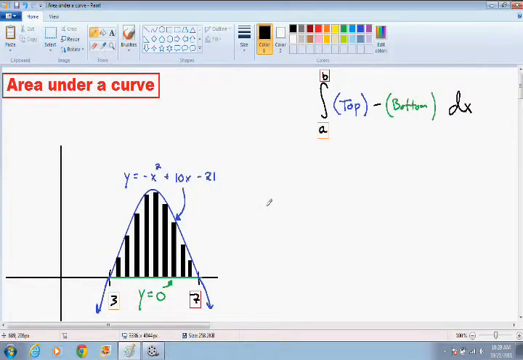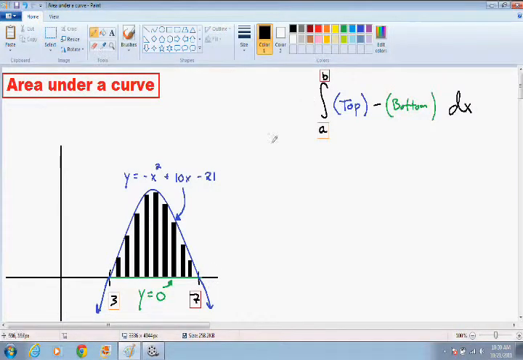So that brings us to this formula in the top right hand part of the screen. The area in between two curves is equal to the integral from a to b of the top function minus the bottom function dx. And our a represents the lower x value where our two curves intersect, and our b represents our higher x value where our two curves intersect.